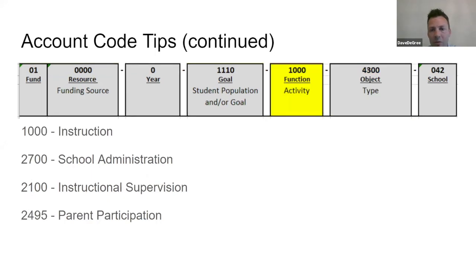Okay, this slide's all about the function. So the segment right next to the object type to the left. These are just very common function codes. What we see a lot is function 1000, which is instruction. Anytime you have the teacher working with the students in the classroom or through virtual meetings, or a classified instructional aid working in the classroom or tutoring, whatever it might be, the function is going to be 1000.